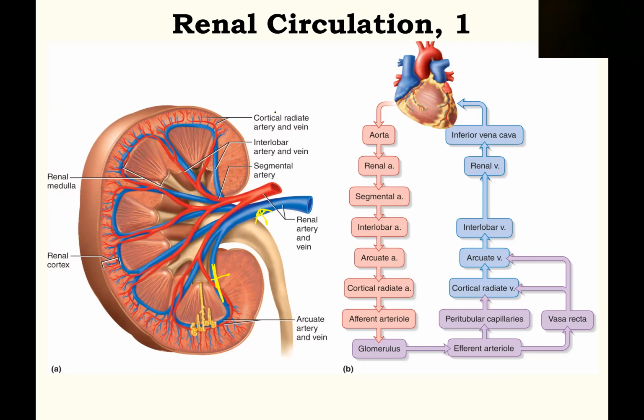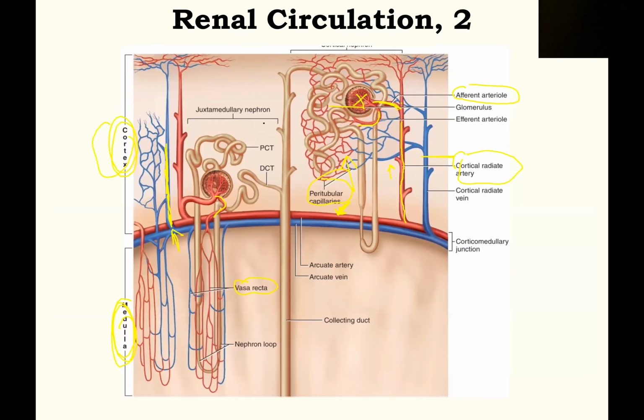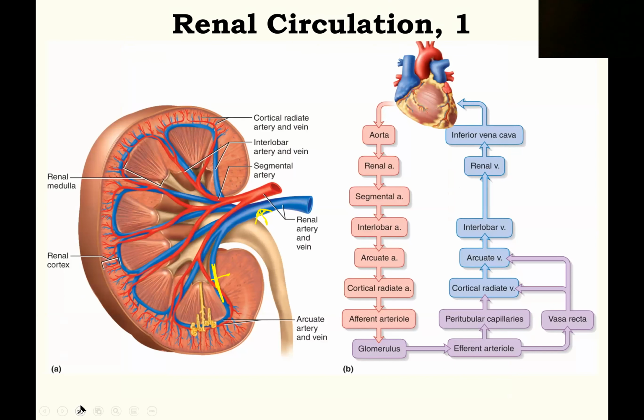So again, you have a portal system. This is a portal system where the two capillary beds are close to each other. You have a single arteriole connecting them. Now, this shows two nephrons. This is one of them, and this is the other one. If we go back to the big picture, that's what they're trying to show you in relationship here. You have about a million of them in each kidney.